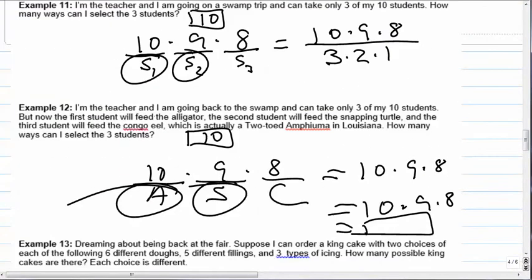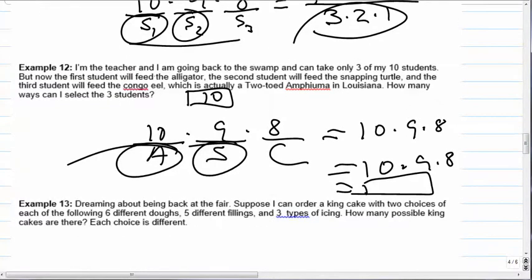So notice the difference between these 2 problems. Similar, but the first, you didn't care when you got picked. You divided out. When you got picked made a difference. No division.